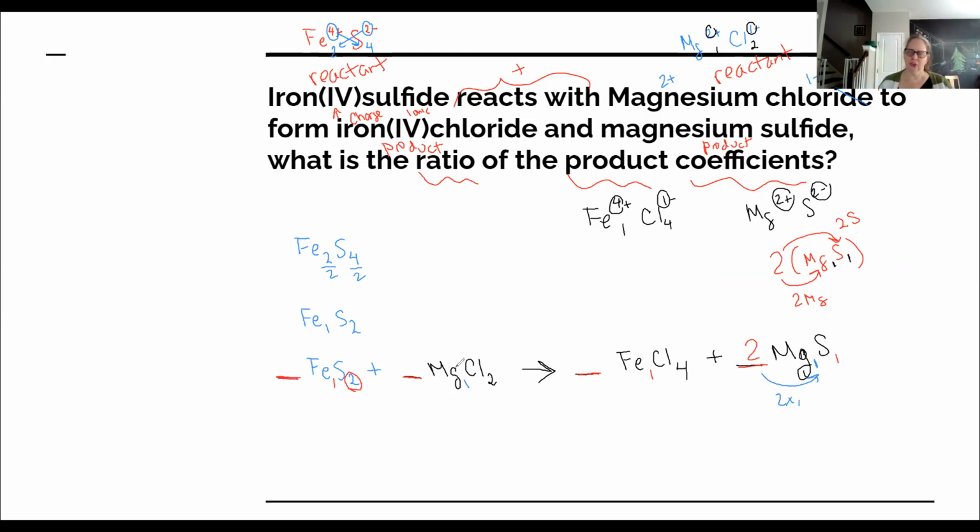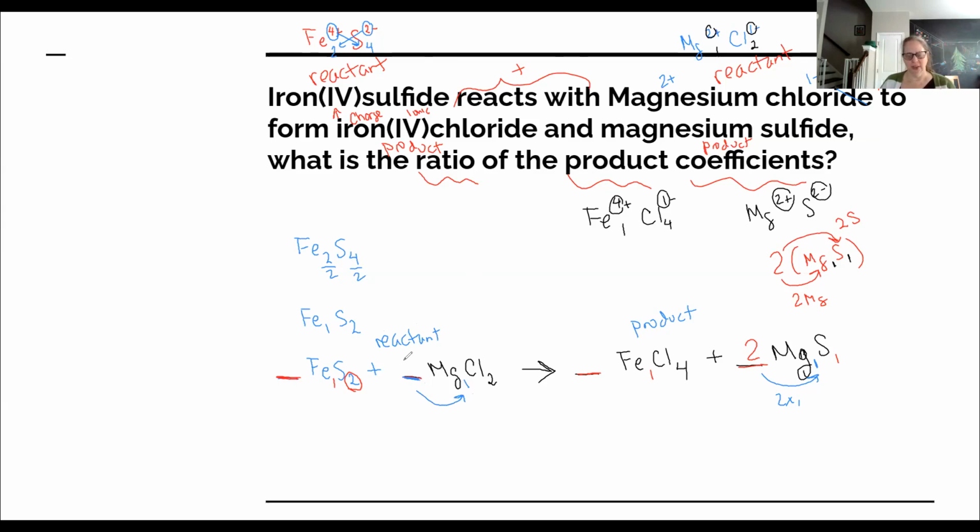So I now need 2 magnesiums on the left. Remember, you always go to the side with the least. So I have 2 magnesiums on the product side, and I have 1 magnesium on the reactant side. The side with the least is magnesium 1 reactant side. I need to make it a 2. I don't change the subscripts because that would be making my spelling of my compound wrong. I can only change the coefficient.